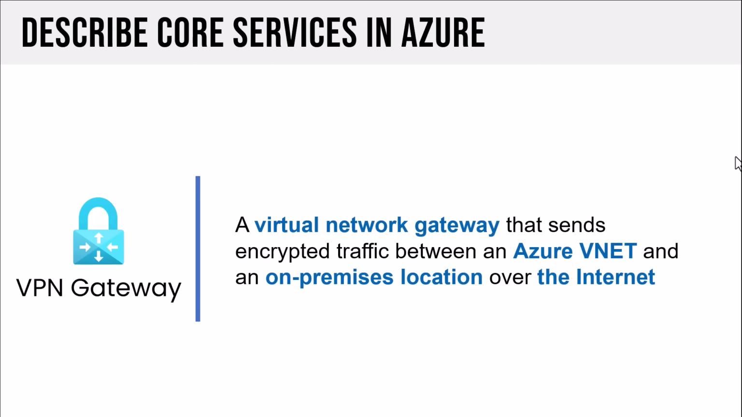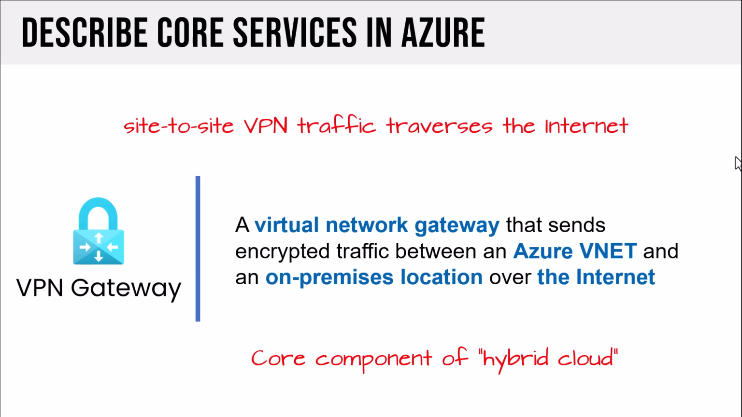A virtual network gateway sends encrypted traffic between an Azure VNet and an on-premises location over the internet. Remember, this is a core component of the hybrid cloud model. And site-to-site VPN traffic does traverse the internet. Is it secure? Of course, it's encrypted, but it's traversing the internet, so that does add a small degree of uncertainty, as one might imagine. There's no one organization that has full control over the internet.